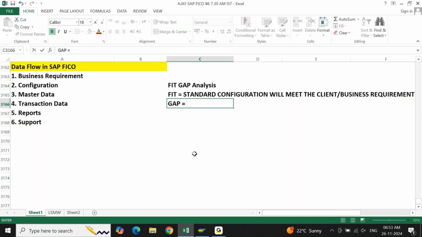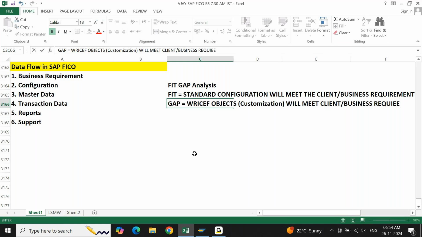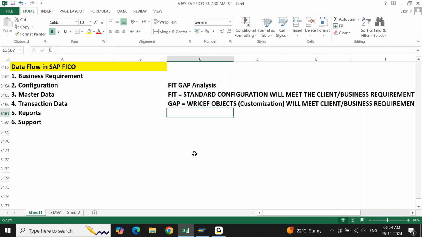Here, customizing, RICEF objects, in short, customization will meet client business requirement. Are these two statements clear? Yes, sir. These two statements are clear, right?